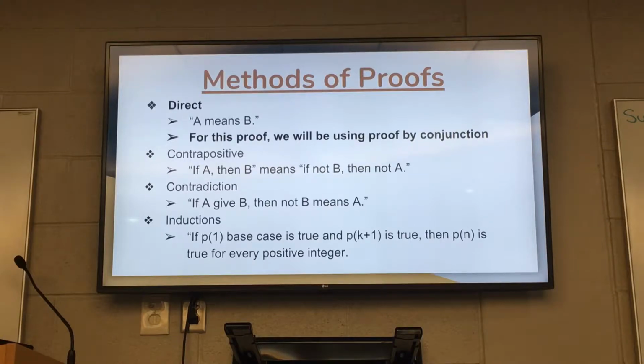So there are different methods for proofs. There is a direct method, which means A means B. For this proof, we're going to be using conjugation. Contrapositive, if A then B, means if not B then not A. Contradiction is if A given not B, then not B means A. And induction, if P of 1, the base case, is true, and P of k plus 1 is true, then P of n is true for every positive integer.